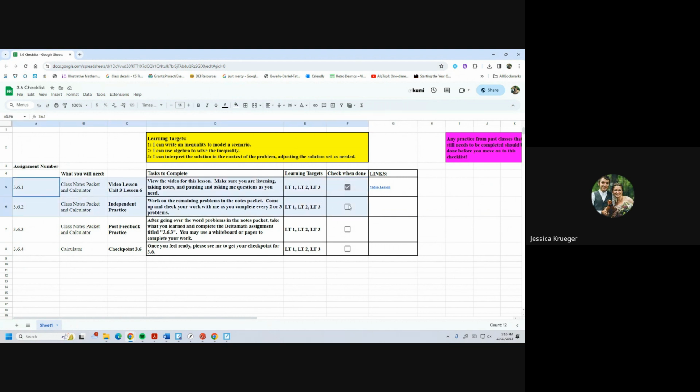Whatever you don't complete in class today of these 3 things is going to need to be homework. So please make sure that you're working hard. And let me know if you've got any questions.